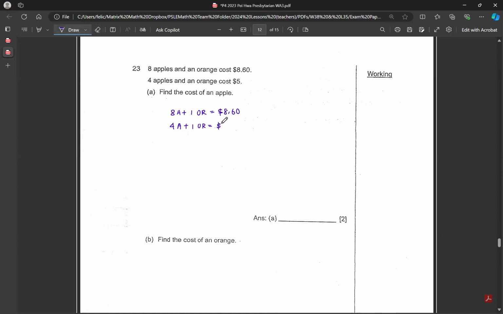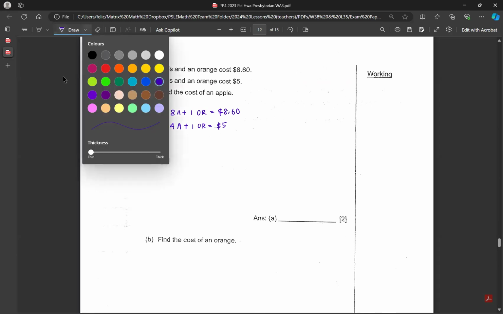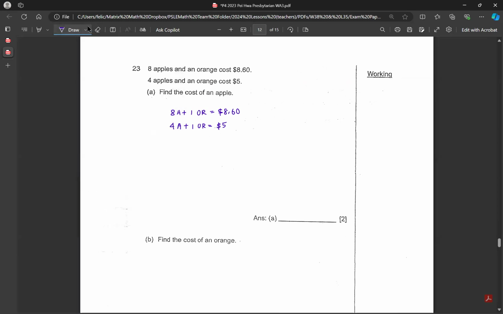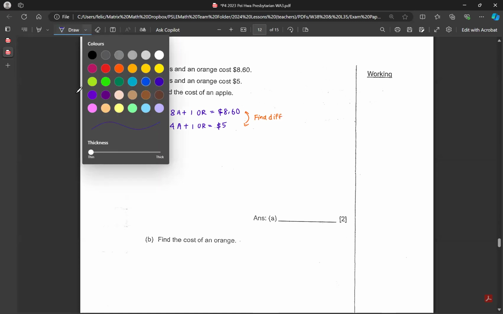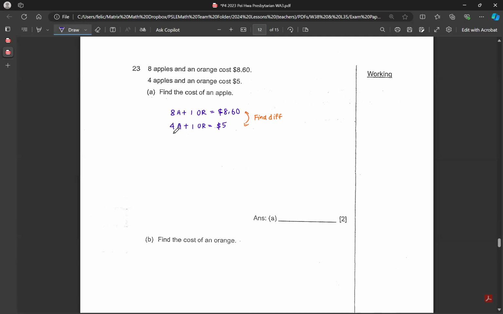What I can do next is look at the difference between the two equations. Notice that the two equations share one orange in common, so you can get rid of the orange. To get rid of the orange, you just need to take the difference between both equations. Find the difference. Naturally, apples minus apples, you end up with 4 apples. Orange, orange, no difference. Taken away, $8.60 minus $5 will be the cost of the 4 apples.